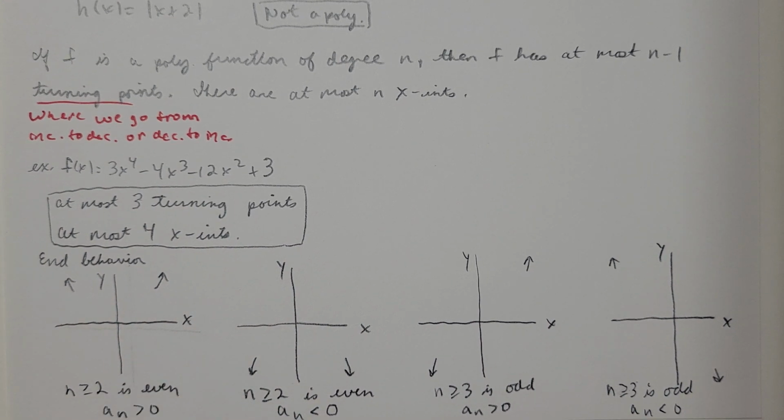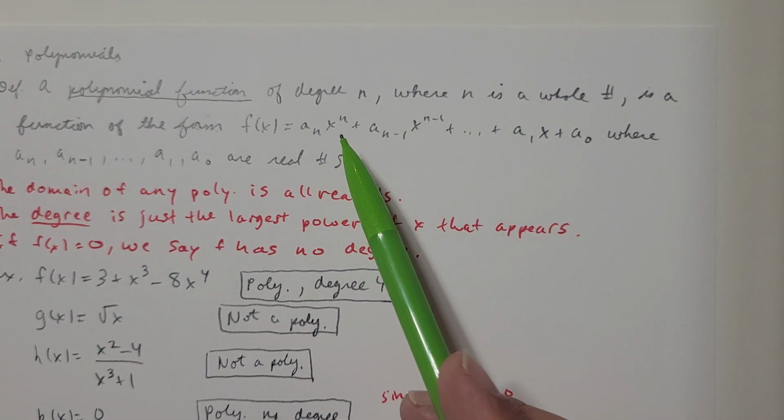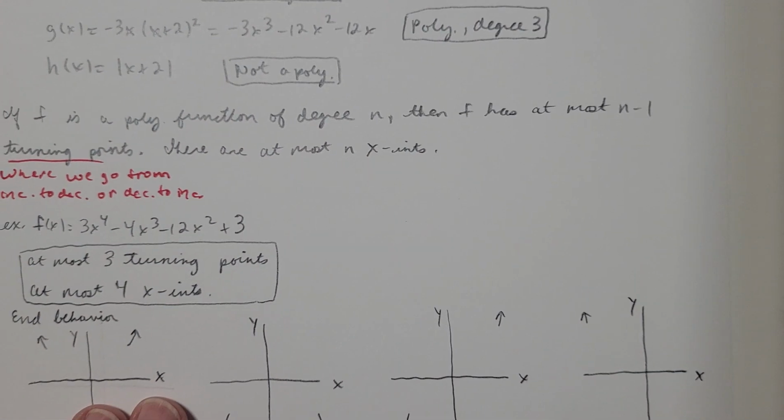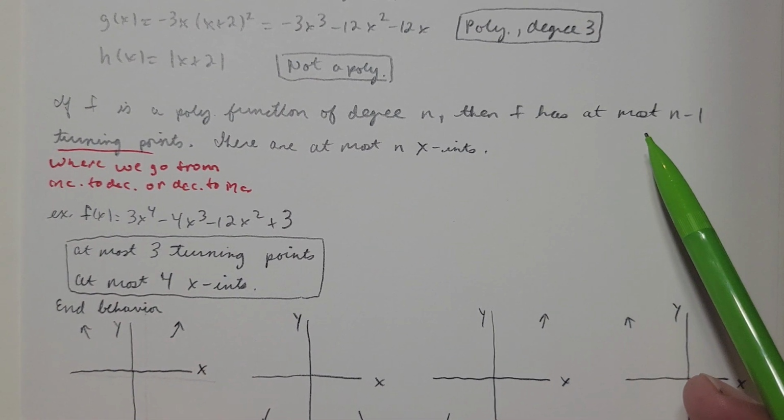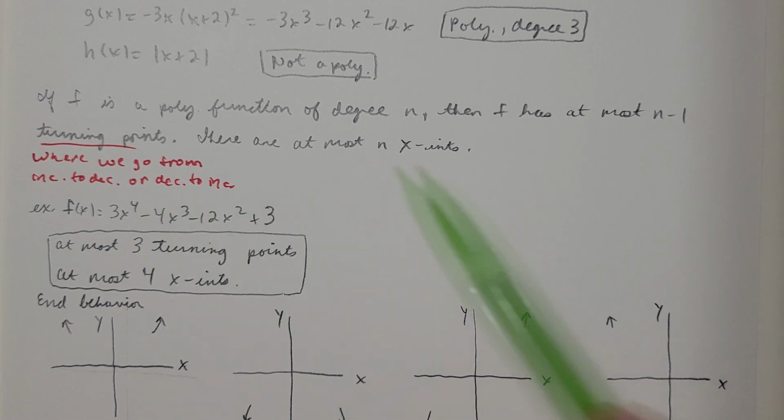All right. Now, if f is a polynomial function of degree n, so we're in this form, and the degree is n, then f has at most n minus 1 turning points on it. There are at most n x-intercepts. So a turning point is where you change from increasing to decreasing or decreasing to increasing.